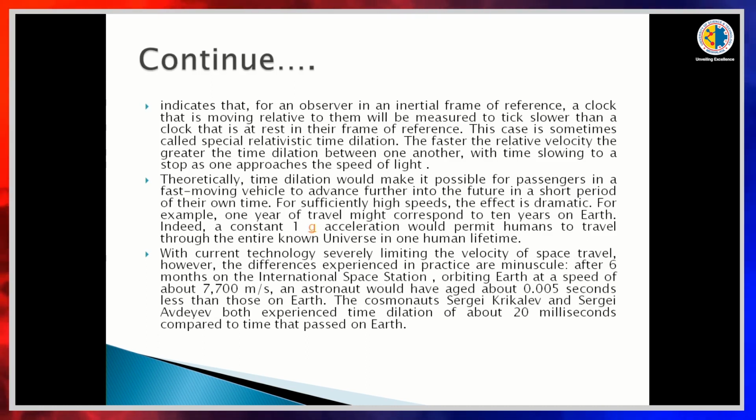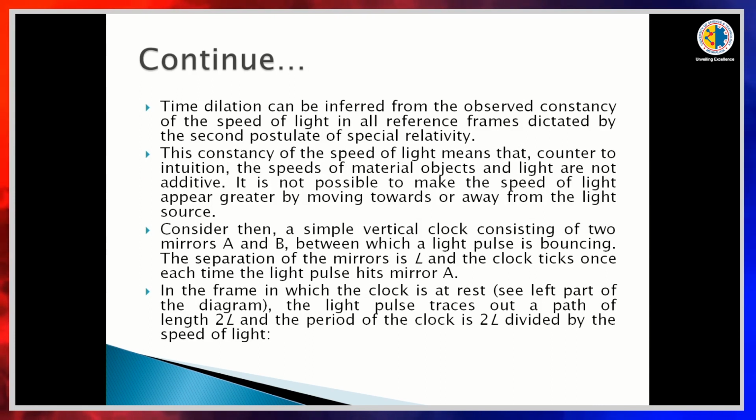With current technology severely limiting the velocity of space travel, however, the differences experienced in practice are minuscule. After 6 months on the International Space Station, orbiting Earth at a speed of about 7,700 meters per second, an astronaut would have aged about 0.005 seconds less than those on Earth. The cosmonaut's time dilation can be inferred from the observed constancy of the speed of light in all reference frames, dictated by the second postulate of special relativity.